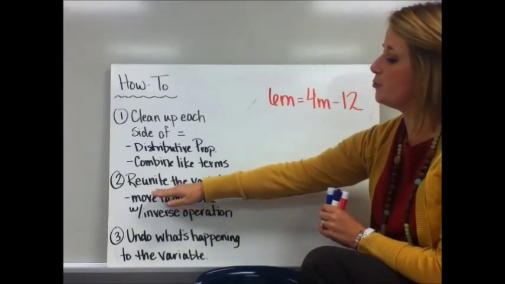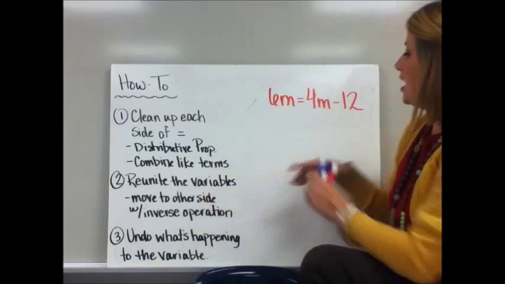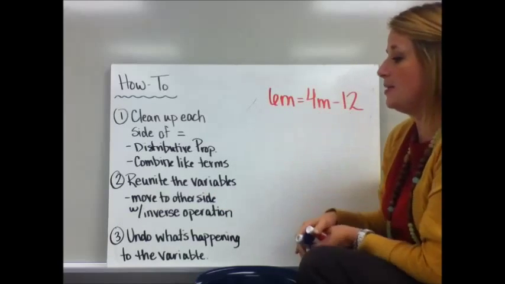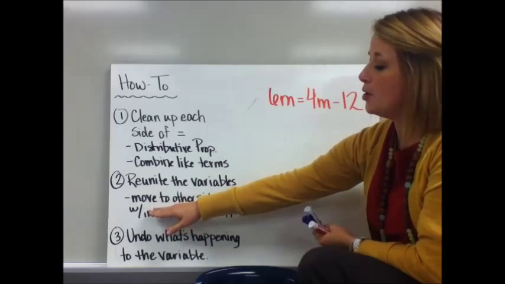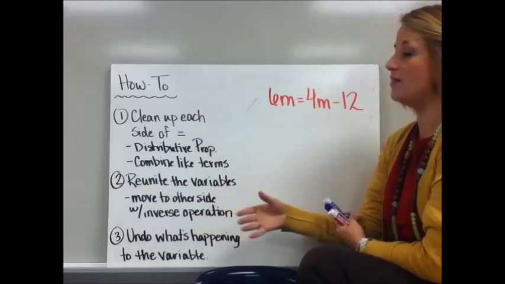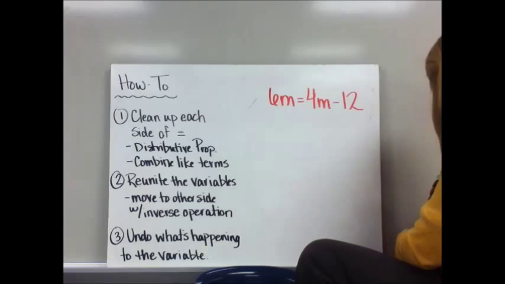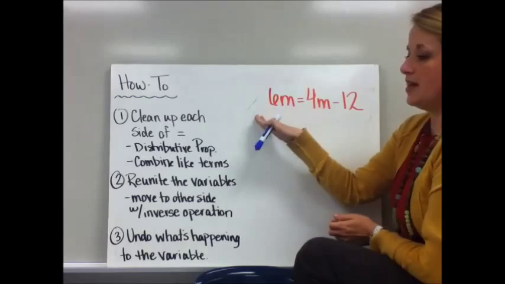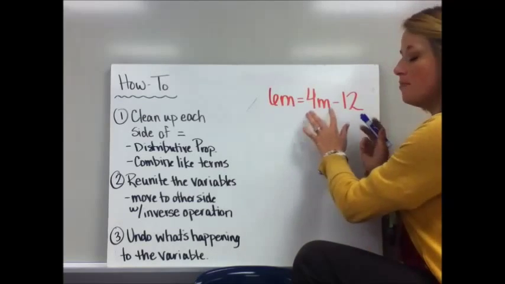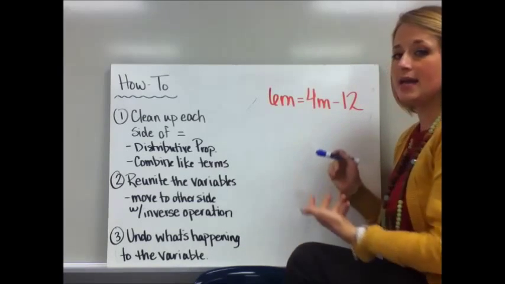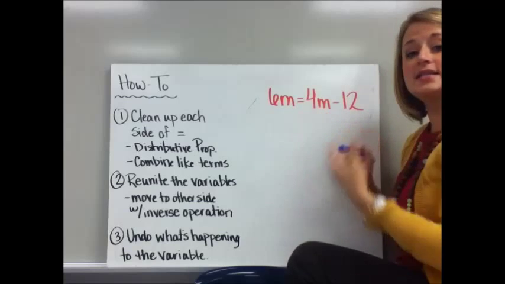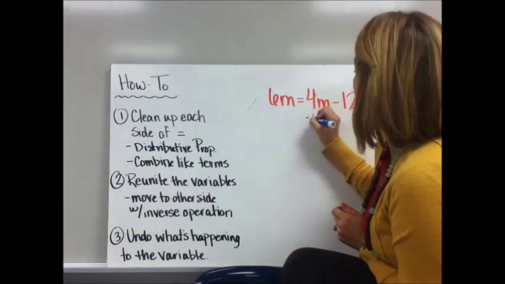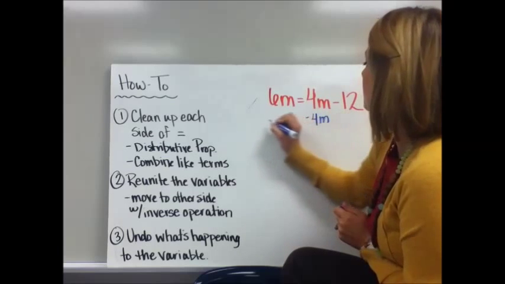The second step is to reunite the variables. I have an m on each side of the equal sign, and I want to reunite them together. And that means I'm going to move it to the other side with an inverse operation. I'm going to move the 4m over to the other side. And so what I'm asking myself is, what is the inverse of 4m? It's negative 4m. I'm going to subtract 4m from both sides.